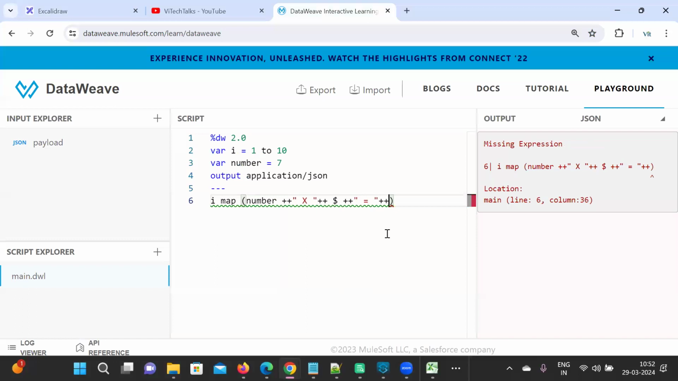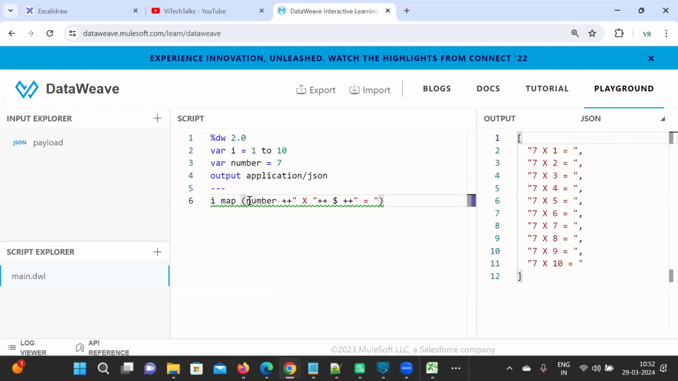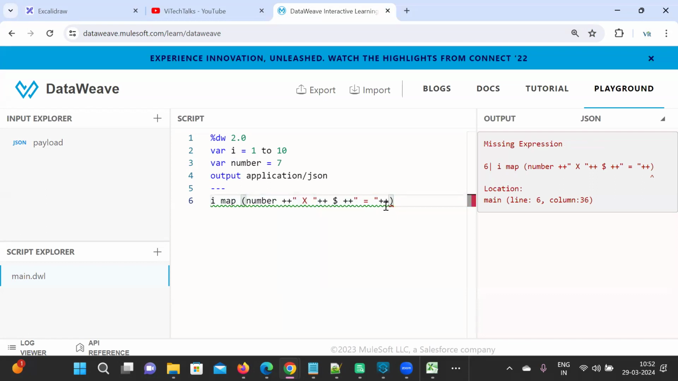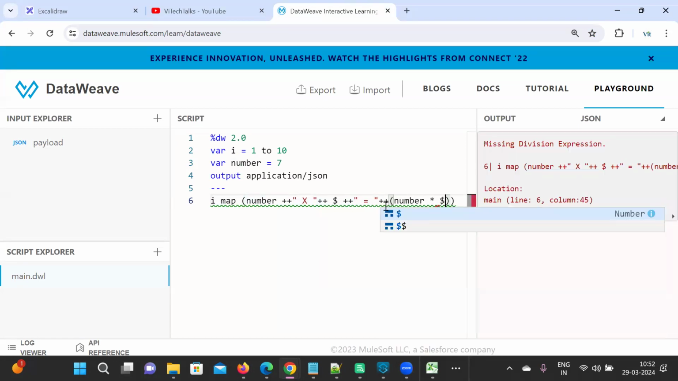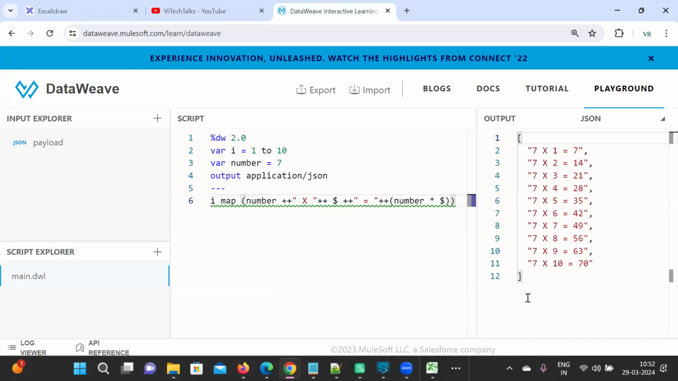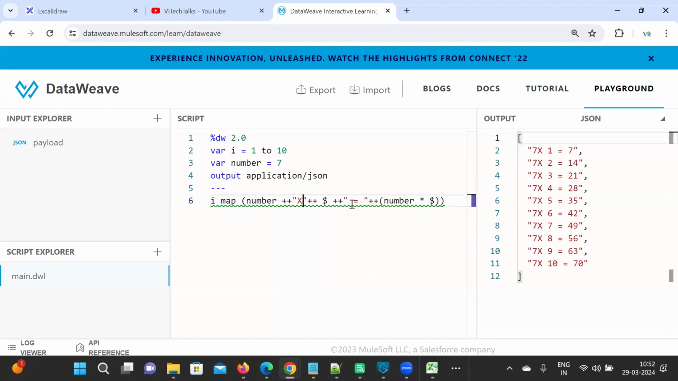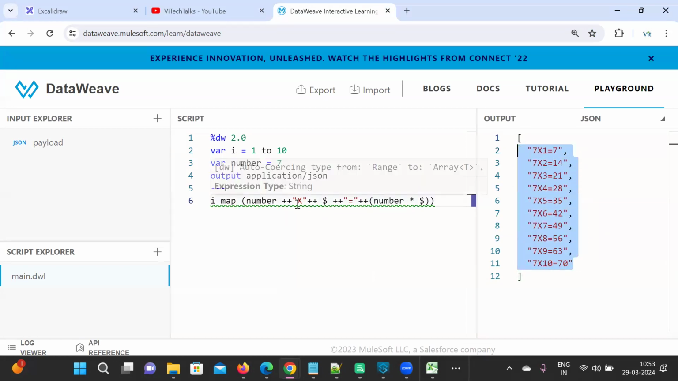Here what you need to do is multiply, correct: number into dollar. Now you can see the beauty of this. 7 1 x 7, 7 2 x 14, 7 3 x 21, up to 7 10 x 70. So if you want spaces, you can adjust this.